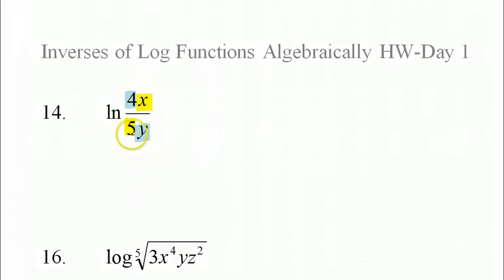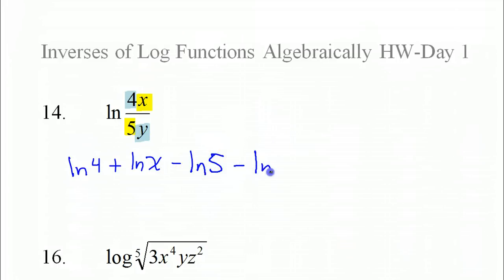So that means we're going to have the natural log of 4. Okay, that's the first thing. It's positive. It's in the numerator. Plus natural log of x. Also positive. It came from the numerator. Now I still have the 5 and the y. These will both be negative. So minus natural log of 5, and then minus natural log y. And there are no exponents, so this is done.